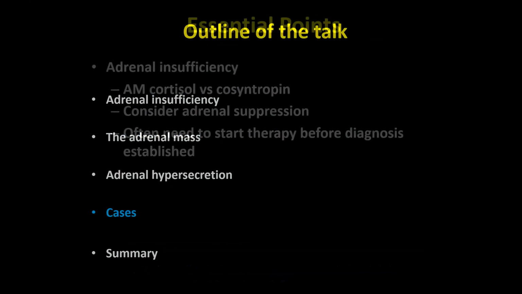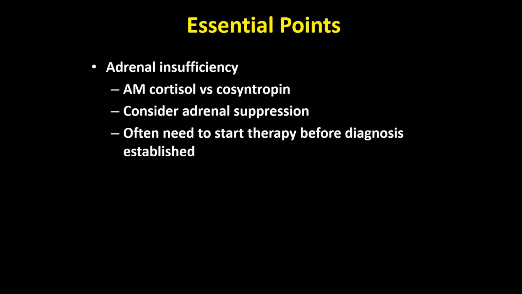So, summary. What I've hoped to do there is give a general overview. In terms of adrenal insufficiency and its relation to adrenal disease, in the majority of cases the AM cortisol is the most straightforward test. If we've got a very high index of suspicion, cosintropin is the right way to go, because if everything's pointing towards a very high risk of adrenal insufficiency, the sensitivity and specificity of the AM cortisol is going to let you down.